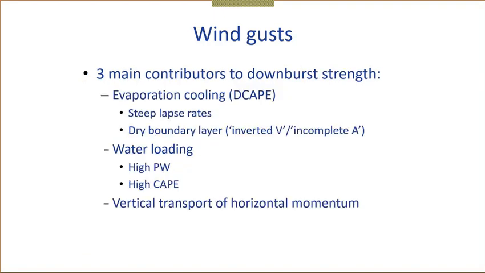Well, if you look at those three factors in detail, then for the evaporation, for the DCAPE values, you have to look at the lapse rates and also look at the environment. When you have a very dry boundary layer, for instance, that means that a lot of evaporation can take place, so that helps air parcels to cool extra in the lowest few kilometers.